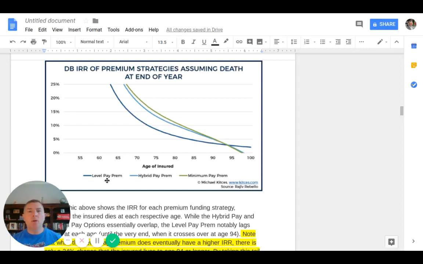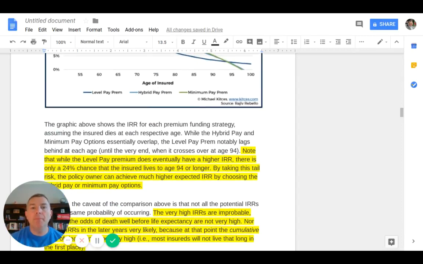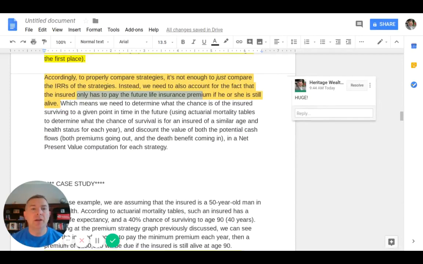But if you really think you're only going to live to 85, the internal rate of return on your death benefit is twice as high for the minimal and hybrid funding than it would be on the level pay, because you're just not likely to live that long. All right, so let's do the case study.